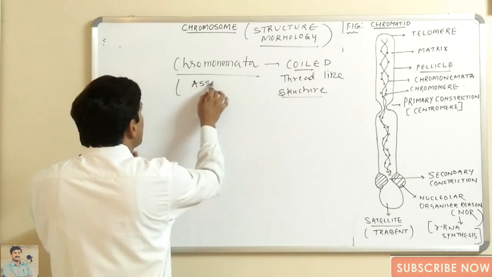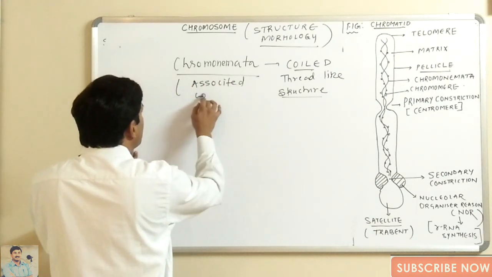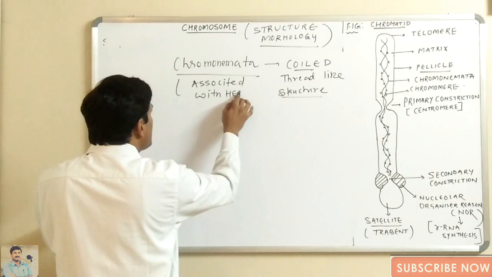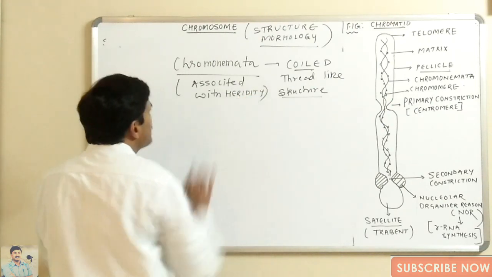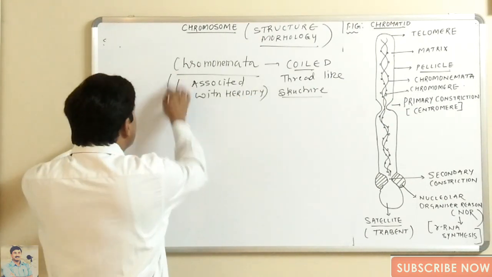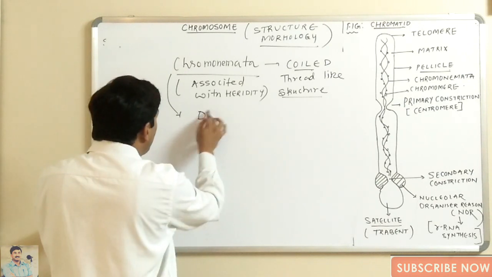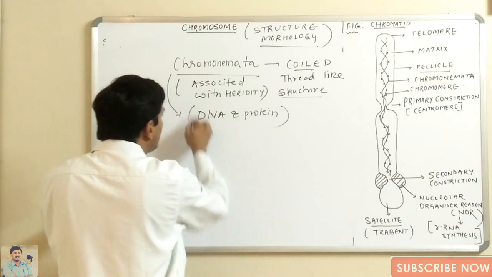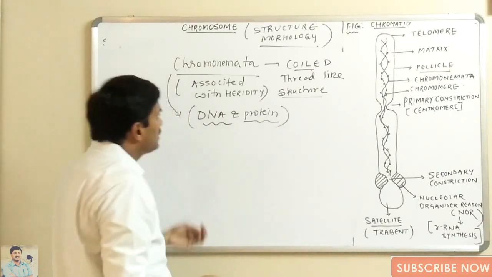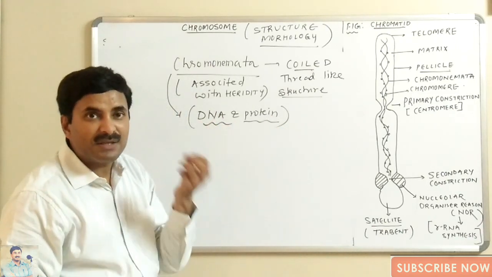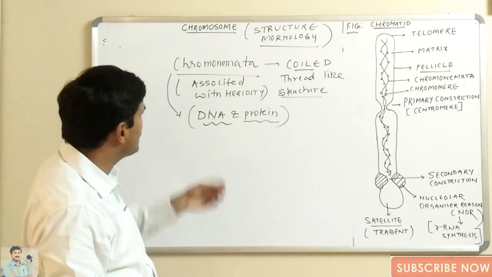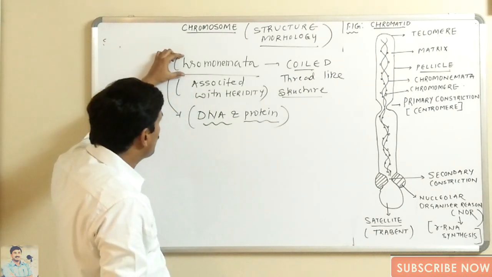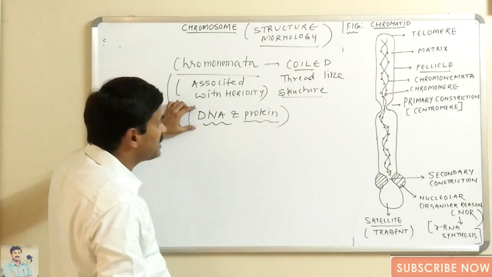It is the part associated with heredity. This is the major part which deals with heredity. Chromonema is basically made up of what? It is made up of DNA and protein, right? And we know very well DNA is the genetic material, associated with heredity. So literally the chromonema is associated with DNA and protein.